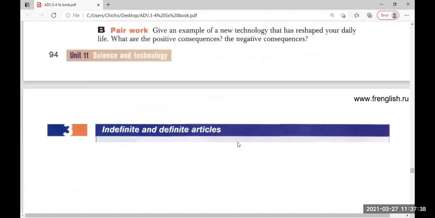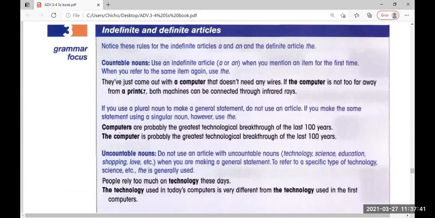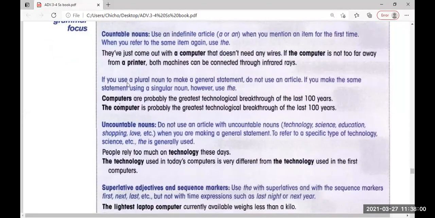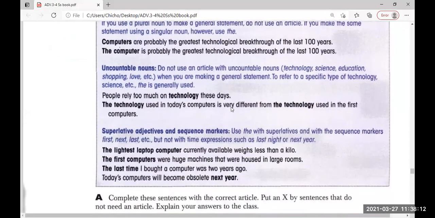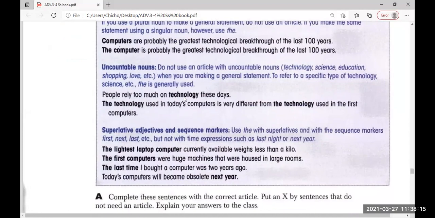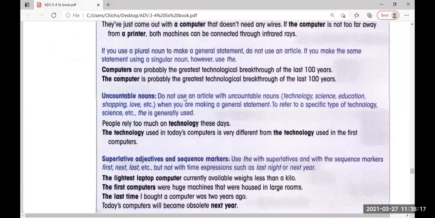Okay, here in your book, you have exactly the same explanation with some other examples. We have countable nouns. Remember when we are talking about a countable noun in the singular form, we use a or an when we mention them for the first time. When we mention them for the second time, or we mention them again, we can use the, right? If you make a general statement, we don't use an article. But if we make the same statement using a singular noun, we can use the. For uncountable nouns, we don't use an article.